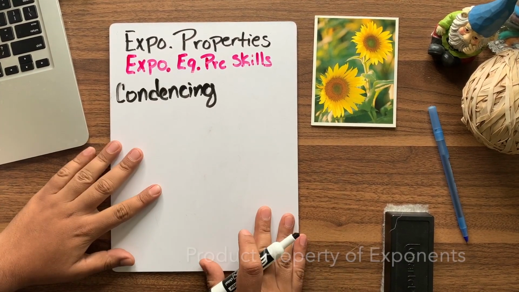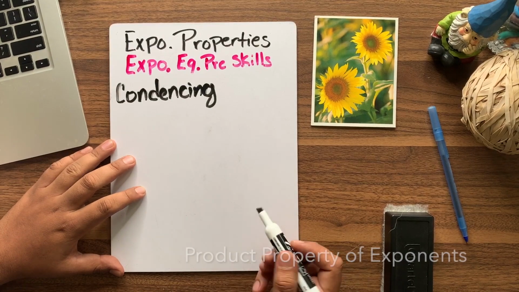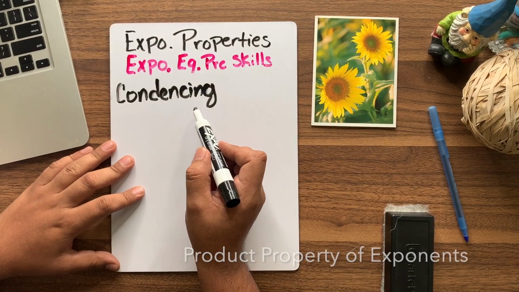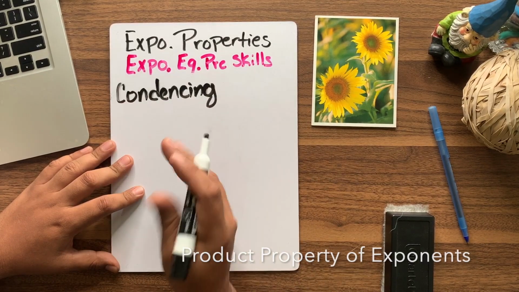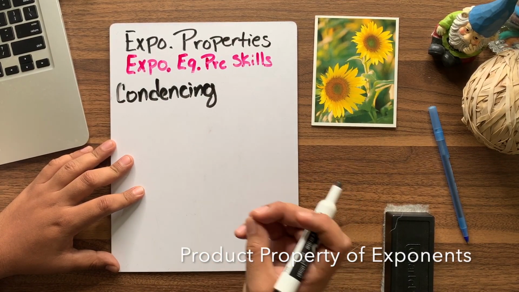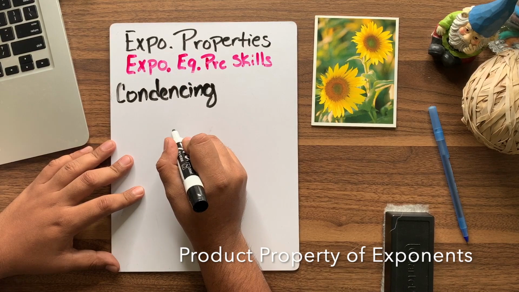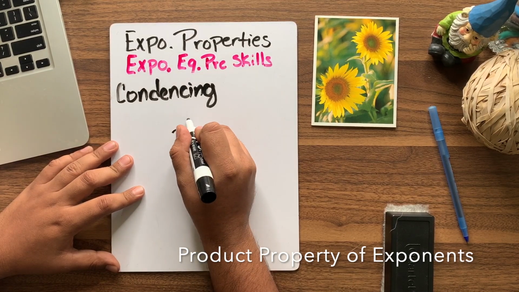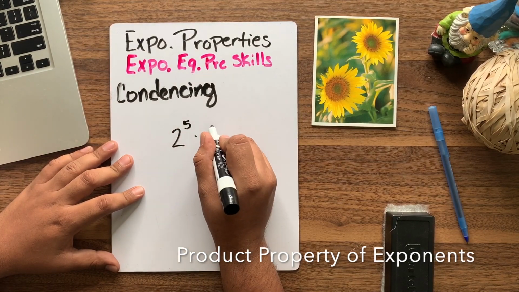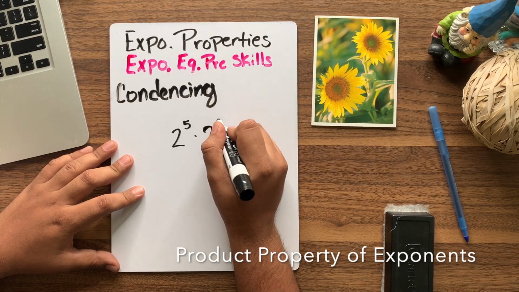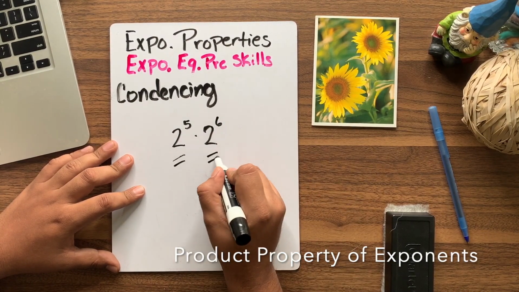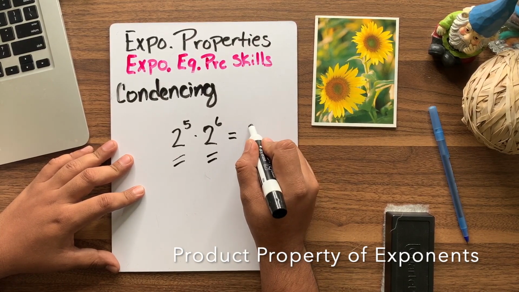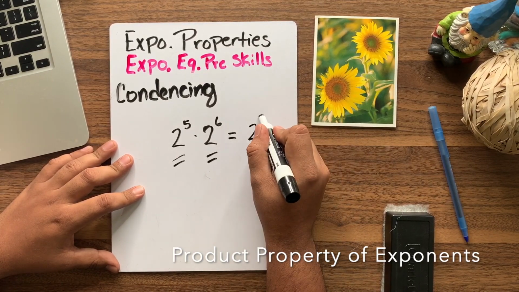Okay, and a skill that you're going to need is condensing. Now, condensing is the same thing as simplifying, but I like to call it condensing because we're going to make multiple bases into one. So for example, we have 2 to the power of 5 times 2 to the power of 6. Because these two bases are multiplying, we're going to add the exponents. So in this case it is 11.